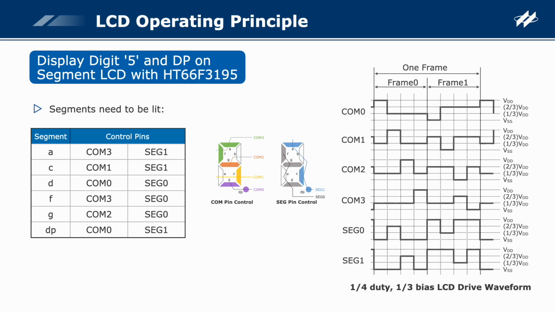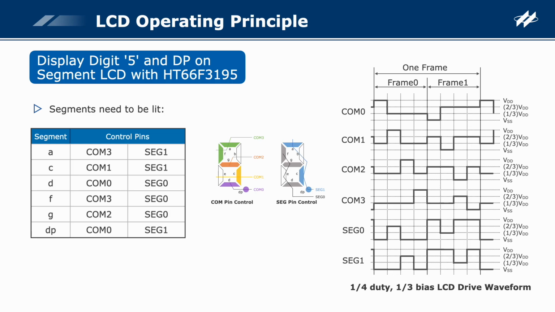The figure shows the LCD drive waveform configuration for 1/4 duty and 1/3 bias. With 4 COM lines, the duty is 1/4, meaning each COM line is selected for a quarter of the full scan cycle. The drive waveform uses 3 voltage levels: VDD as the highest, with 2/3 and 1/3 of VDD as intermediate levels. Thus, the bias ratio is 1/3. One complete LCD waveform cycle consists of 2 frames, frame 0 and frame 1.